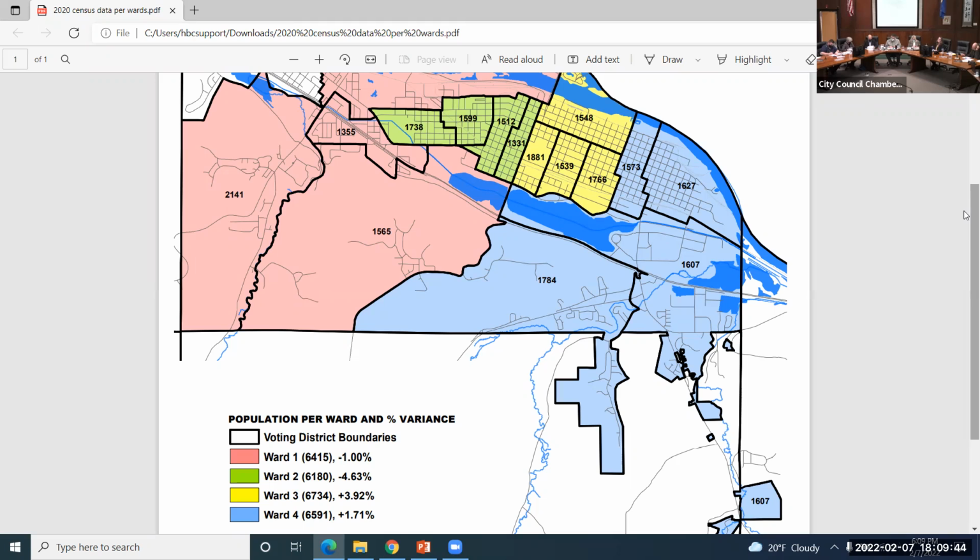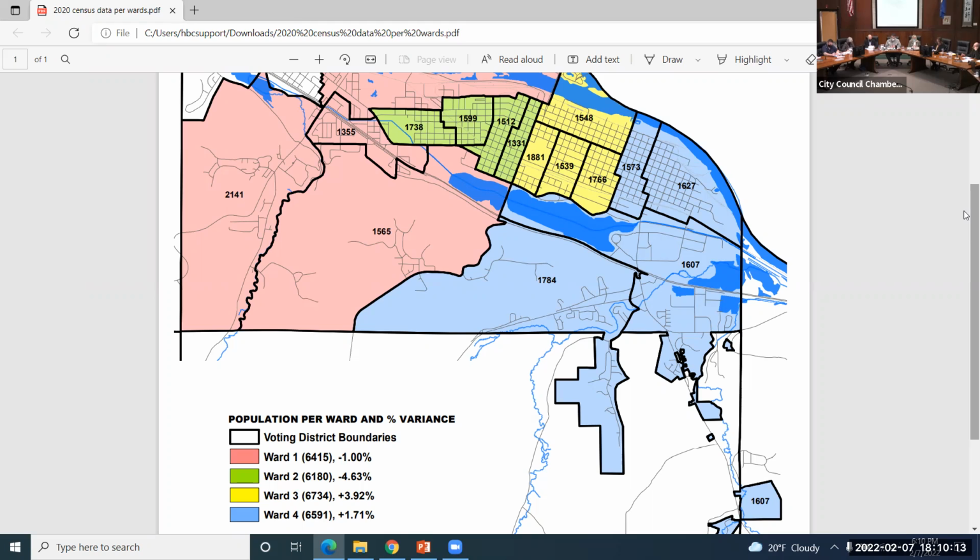Ward 3 is the largest of the four wards, and it has a positive 3.92, and Ward 4 was the second highest with a variance of 1.71. So the good news is that all four precincts are within that 5% variance. Therefore, no change is required under both the charter and statute.